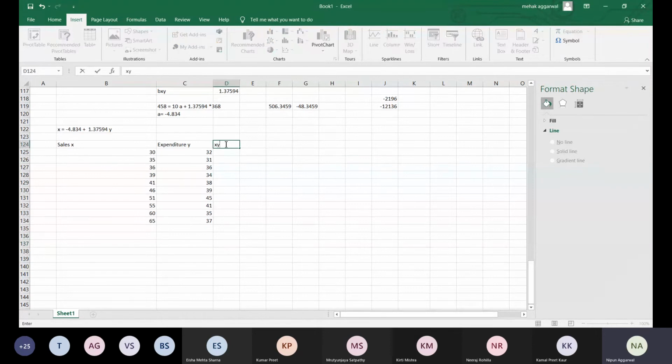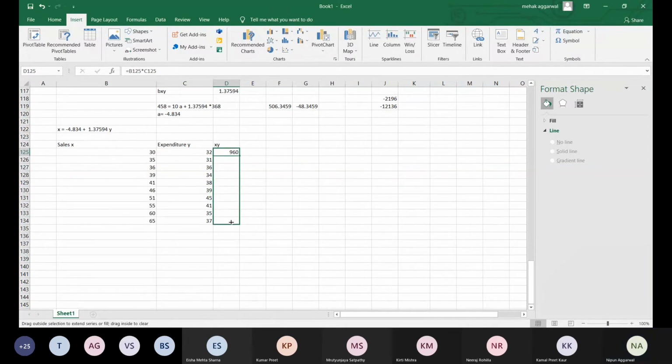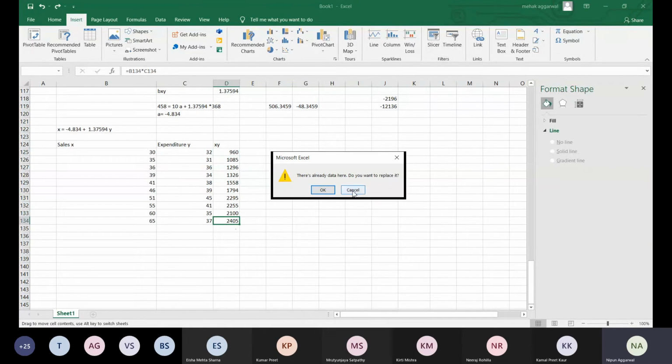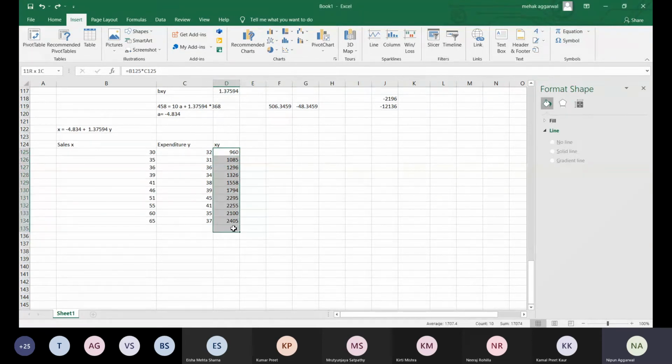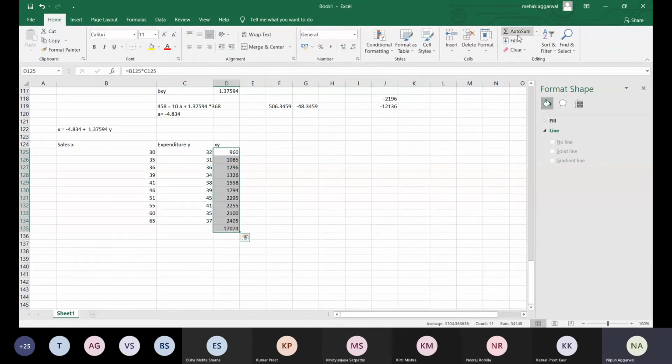So for that you calculate xy. You have to calculate xy, which will be equal to this multiplied by this. So x into y, so this becomes your xy and the summation of the same. After summation of the same, you will come up with 17074. So this is summation xy.